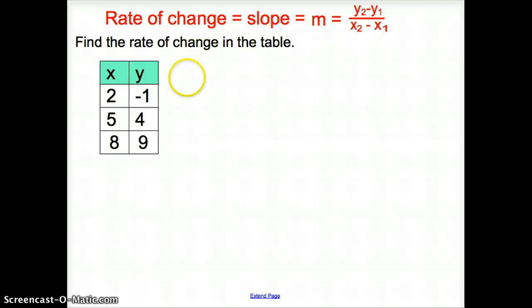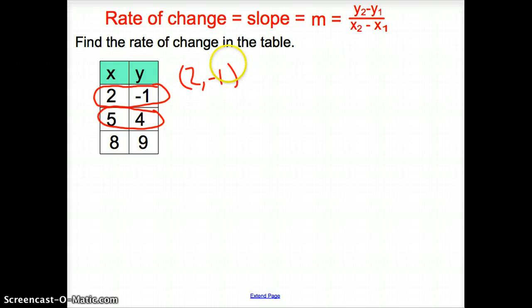Now let's find the rate of change in a table. Well, we can treat the table just like the graph. The only thing is that we have to find points, right? So these are points on the table that I am going to use. So I'm going to use point 2, negative 1, and I'm going to use 5, 4. Please remember, it goes x, y, x, y. So let's try it out.